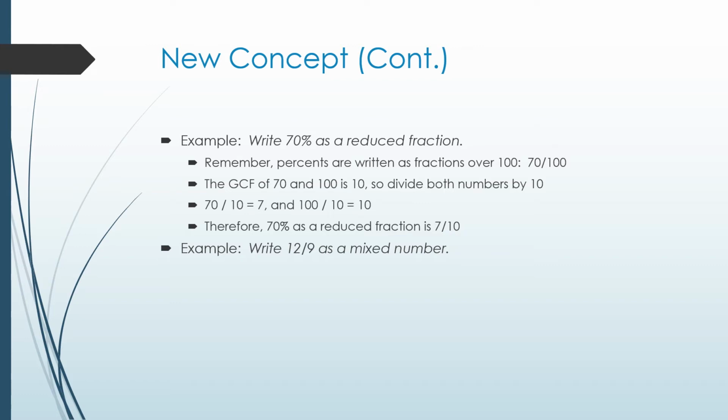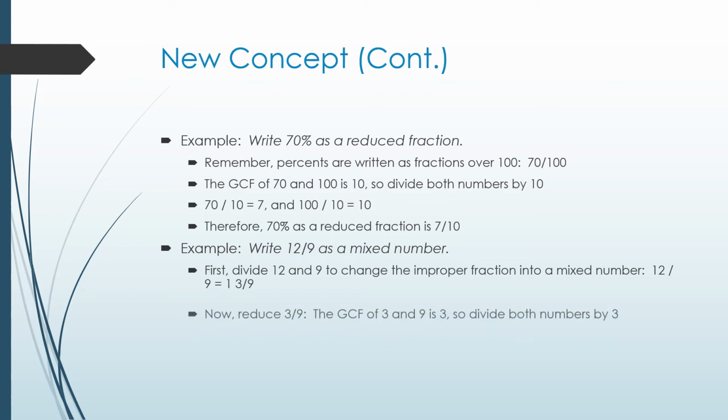And here's one more example, 12/9 as a mixed number. First we want to divide 12 by 9 to change from an improper fraction into a mixed number. Instead of having a remainder, I'm going to write my answer with a fraction. So I put my remainder over my divisor, and I end up with 1 3/9.